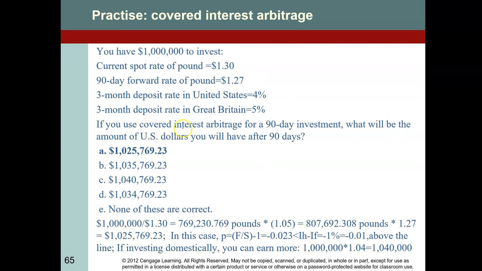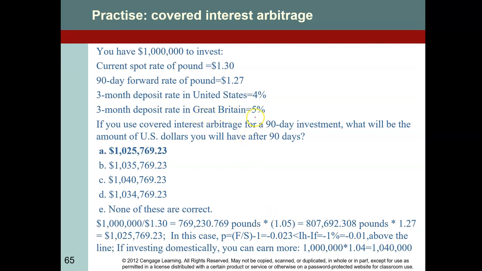So here, if we use covered interest arbitrage, we know that the domestic interest rate is 4% and the foreign interest rate is 5%. So we could exchange our dollars to pounds, invest in the UK, and exchange it back by using the forward rate. So we use this 1 million divided by 1.3 because we first need to exchange our US dollars to pounds. And we have 769,000 pounds, equivalent to $1 million.